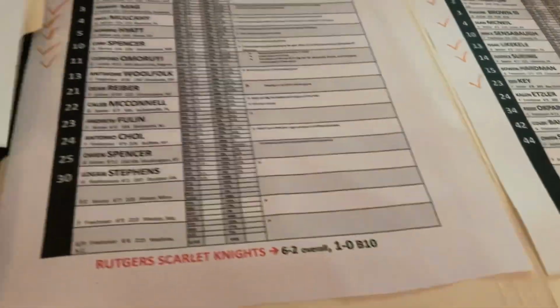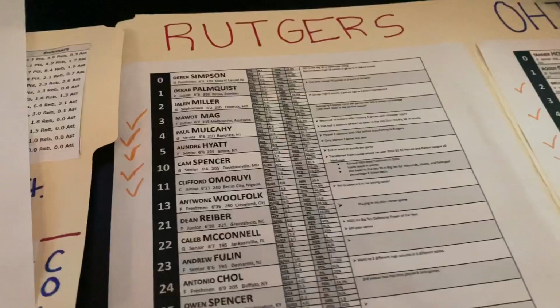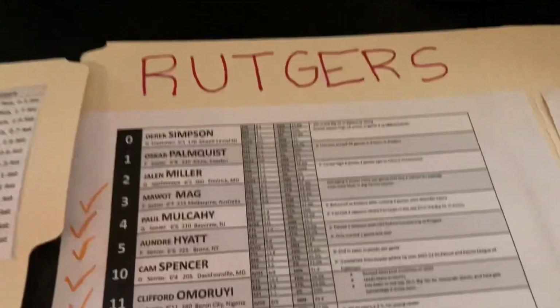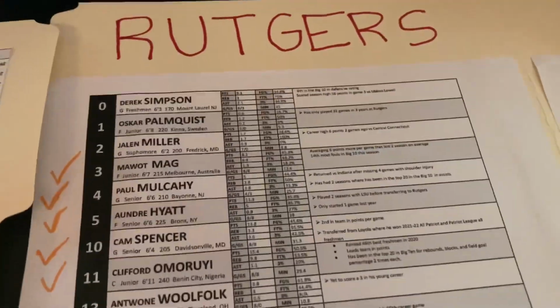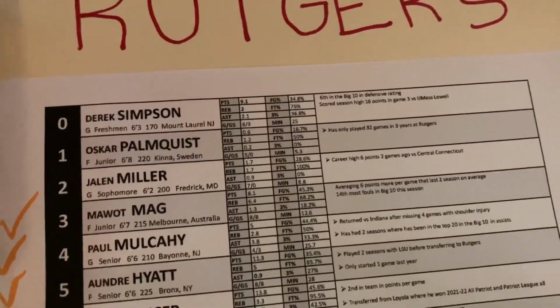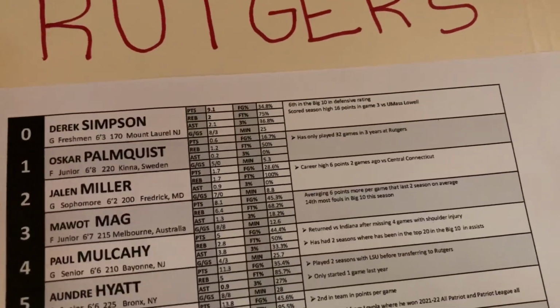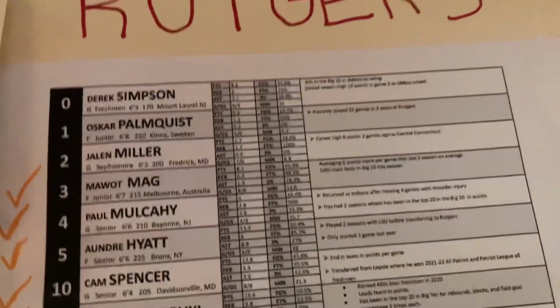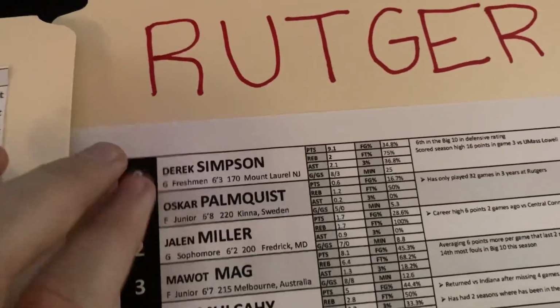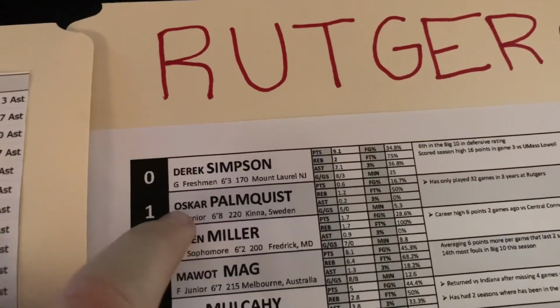Right over here, we got my second board. We have Rutgers' roster, and this really takes a long time to do. So I download a template, and then I type in all of these numbers by myself, and find the stats. So Derek Simpson, if you look here, number 0. I have a nice big number, I can easily see it. Nice big name, so I can easily see it.